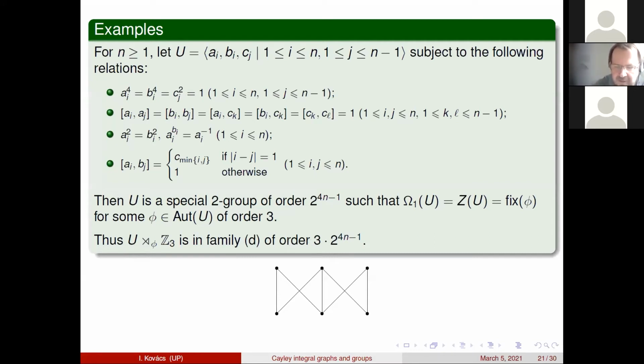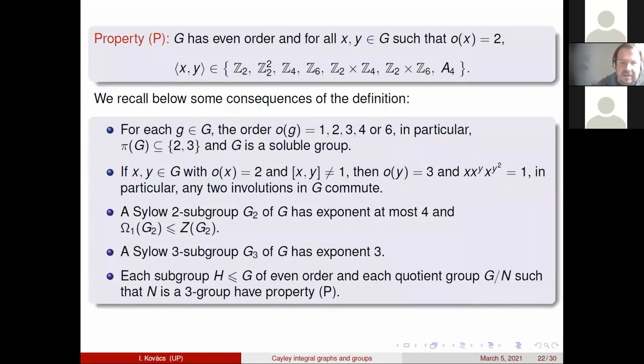Okay, so we have these examples, and now let me talk about how to prove this theorem. Just recall that this is a property P, and let me recall some consequences, most of which we saw before. This property implies that we have a group whose spectrum is very restricted, and in particular, this is a solvable group.